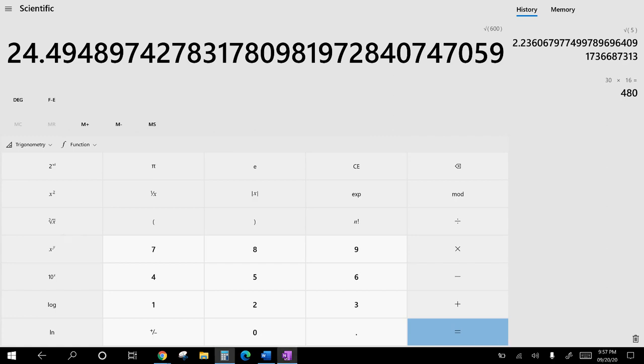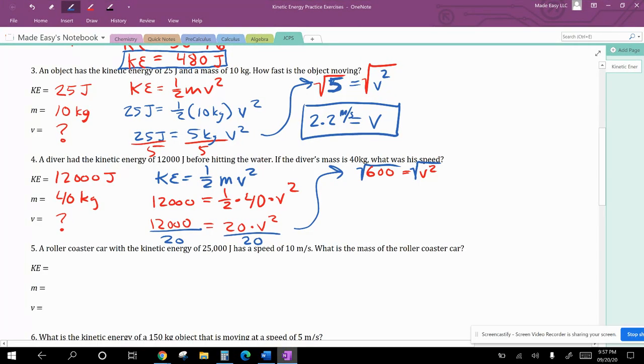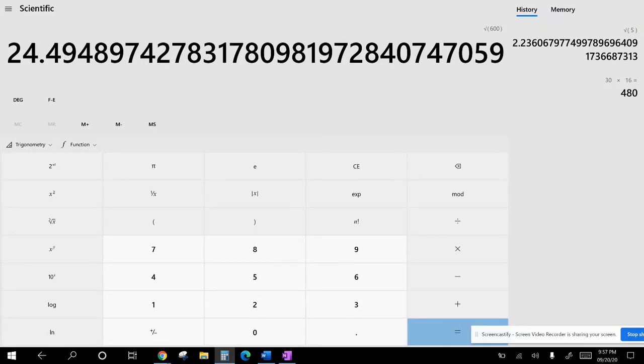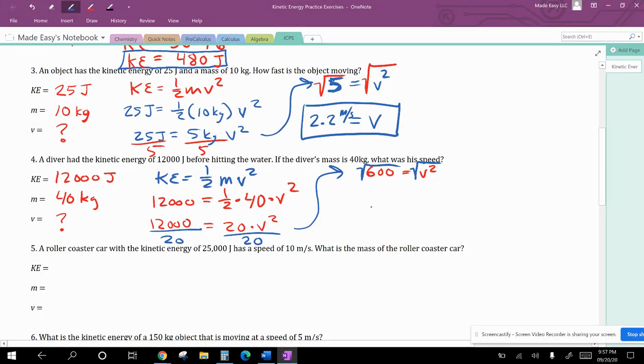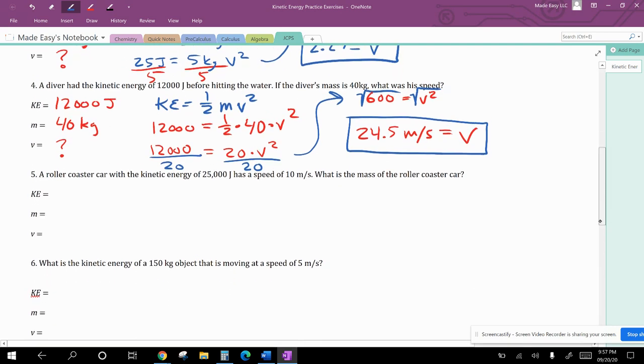I think so. Wait, is that what it was? Yeah, 24.5. It's an ugly number. We'll round it. So we can say that 24.5 meters per second is our speed. Okay, that's how you do that. We did 2 of those, so you should know how to do that.